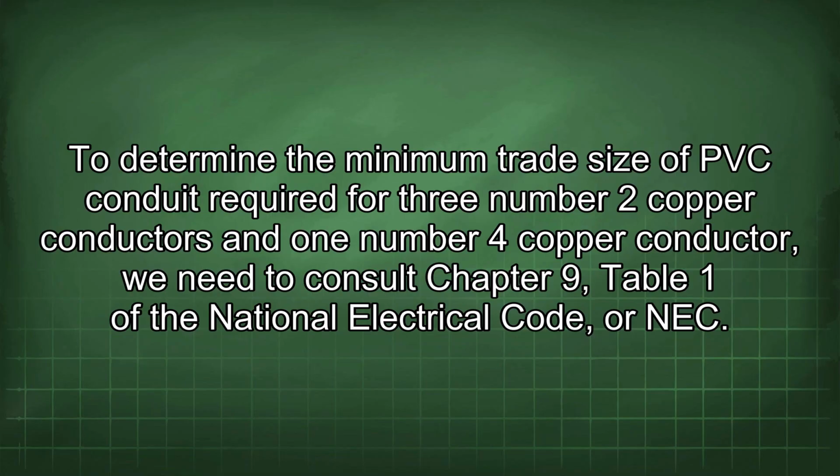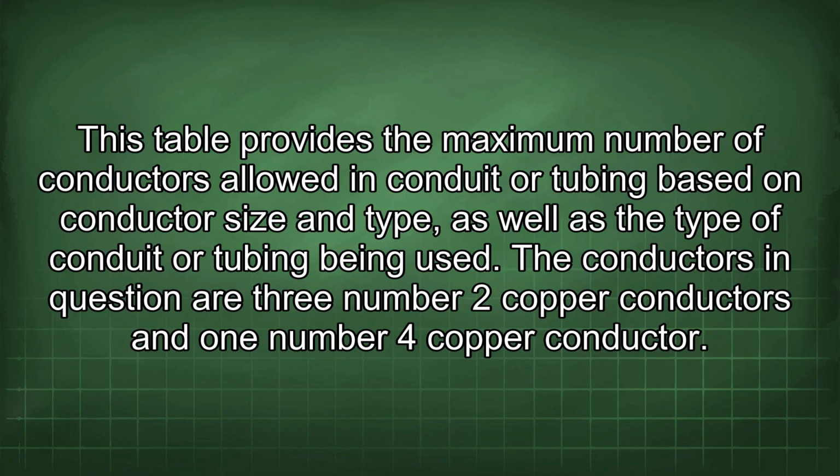To determine the minimum trade size of PVC conduit required for 3 number 2 copper conductors and 1 number 4 copper conductor, we need to consult Chapter 9, Table 1 of the National Electrical Code, or NEC. This table provides the maximum number of conductors allowed in conduit or tubing based on conductor size and type, as well as the type of conduit or tubing being used.